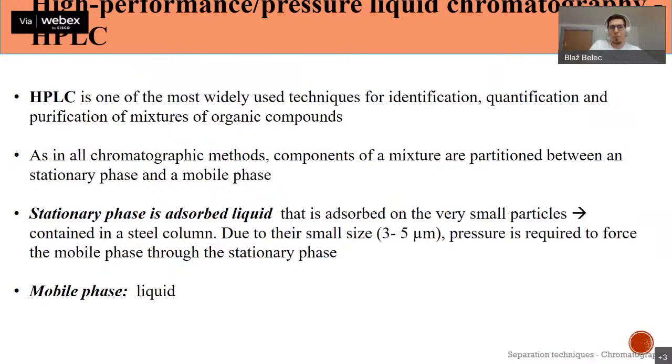So as in all chromatographic methods, components of the mixture are partitioned between the stationary phase and the mobile phase. The stationary phase is an adsorbed liquid, so that is adsorbed on very small particles. The particles are from 3 to 5 microns, depending on the analyte that we want to analyze, and the mobile phase is liquid.